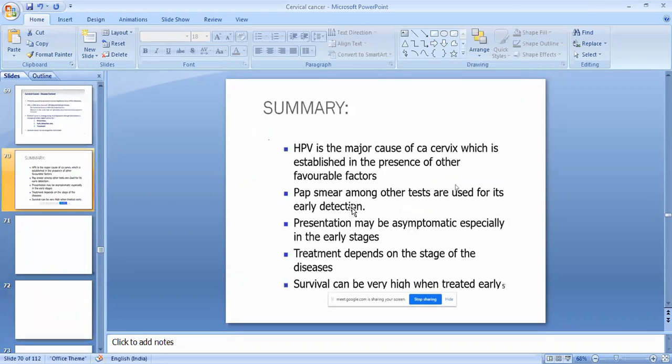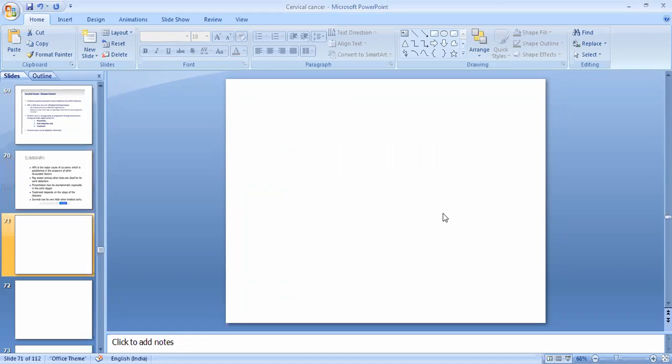Okay, then we have come to the end. So HPV is the major cause of cervical cancer. Pap smear, among the other tests, is the best for early detection, and presentation may be asymptomatic, especially in the early stages. Treatment depends on the stage of the disease, and survival can be very high when treated early. Okay, so with this, we've come to the end.